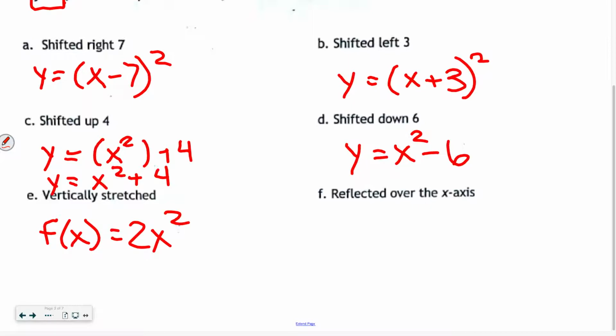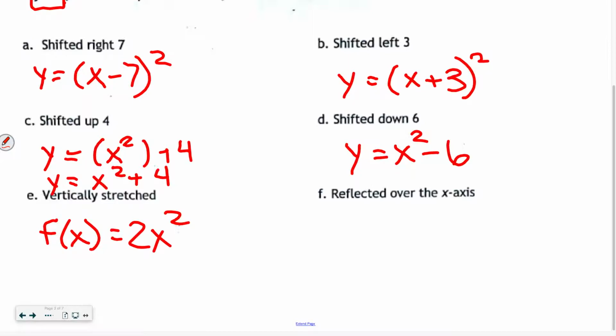Can you give me another number that you could have used to vertically stretch? Besides 2? Anything above 1. So we could do 3 or 4 or 10, right? That would be a vertical stretch. What would vertically shrink your graph? Anything less than 1, and greater than 0 in absolute value. Yes. Okay.